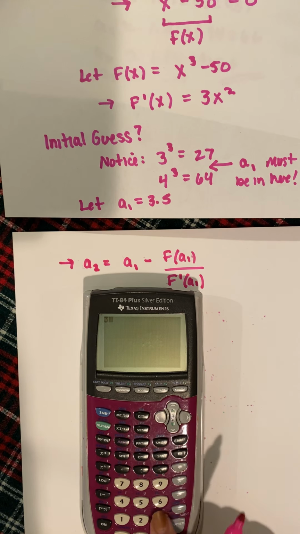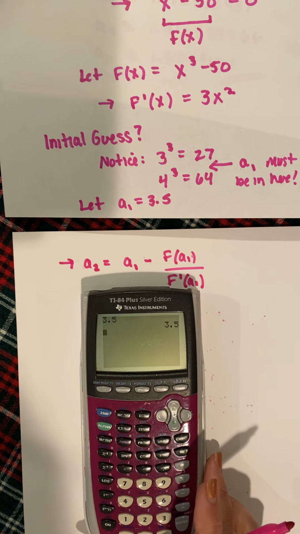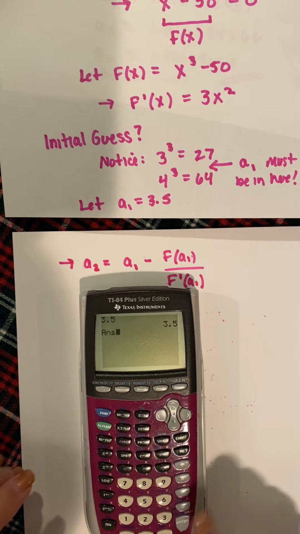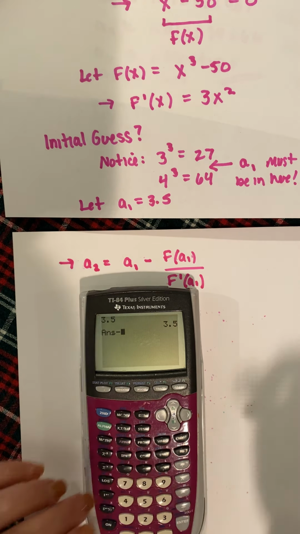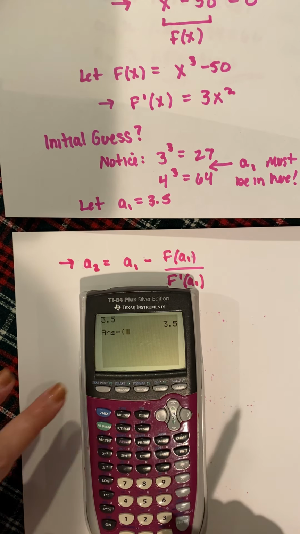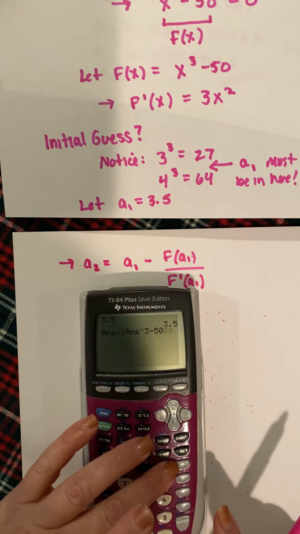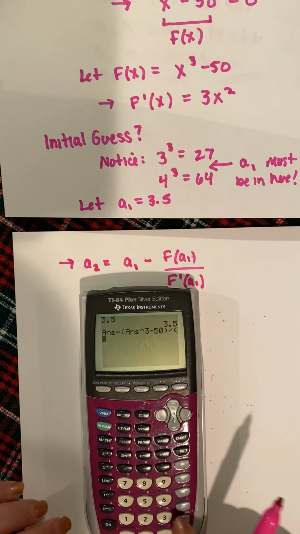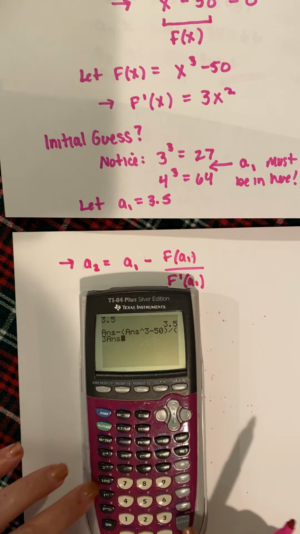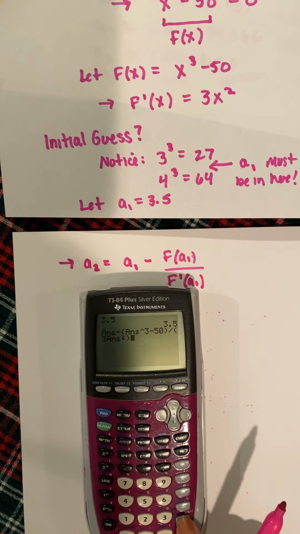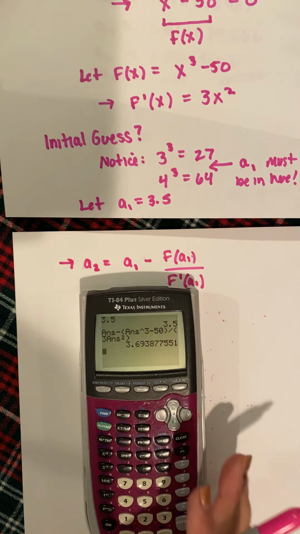I'm going to clear it. My initial guess was 3.5. And I'm going to do second answer minus the original function, which is x cubed minus 50, in the numerator. So second answer cubed minus 50 in the numerator, divided by the derivative, which was 3 times second answer squared in the denominator. I hit enter, and I get 3.69.